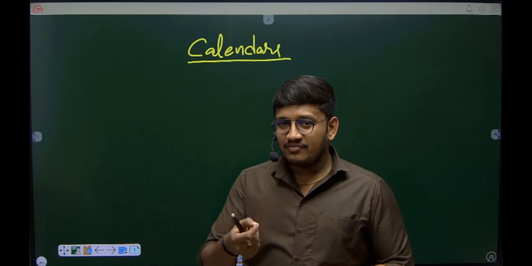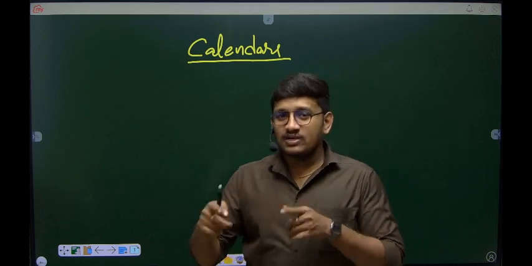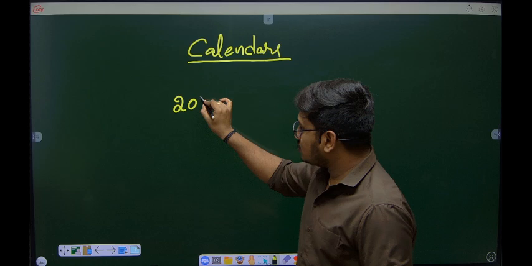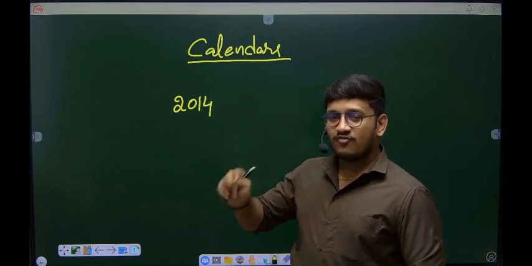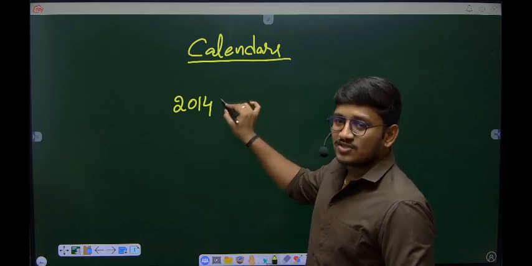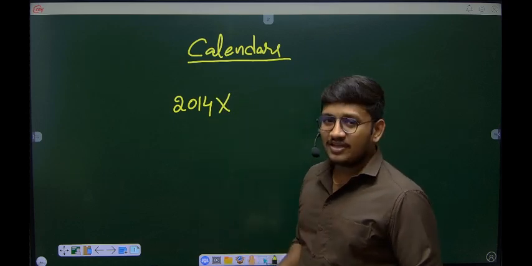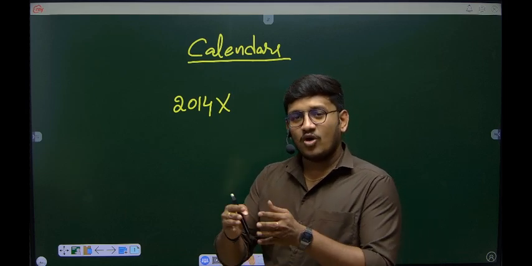If that number is divided by 4 and I get remainder 0, that should be a leap year. But what actually is the logic? Let's consider 2014. Is 2014 a leap year or a normal year? I would say that it is not a leap year. How can I say whether any particular year is a normal year or a leap year?